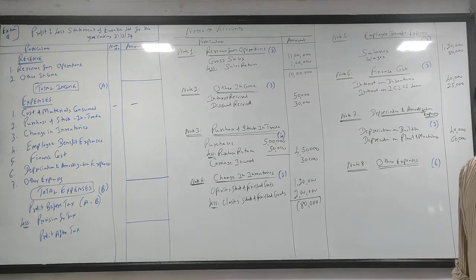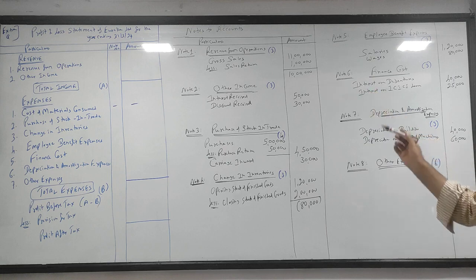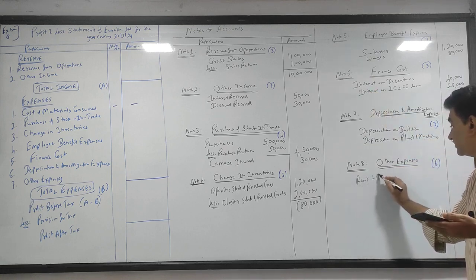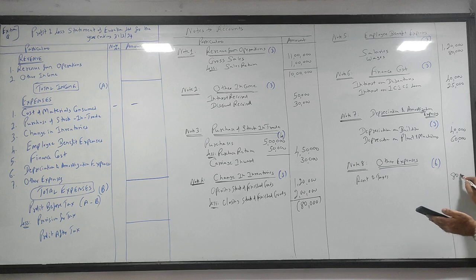Okay, then see, as we discussed the last 4 items, they don't fall under any of the previous 6 heads. So the last 4 all will come in other expenses. So rent and taxes 80,000.